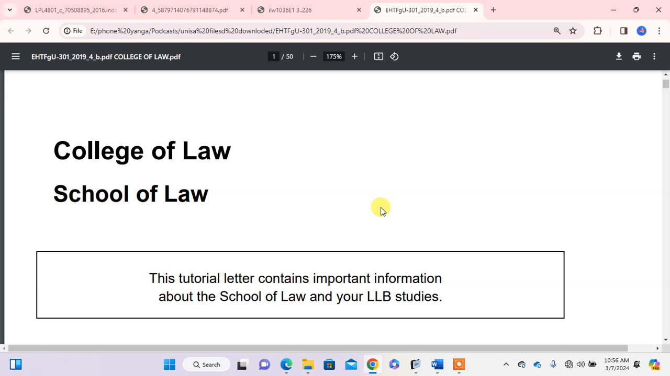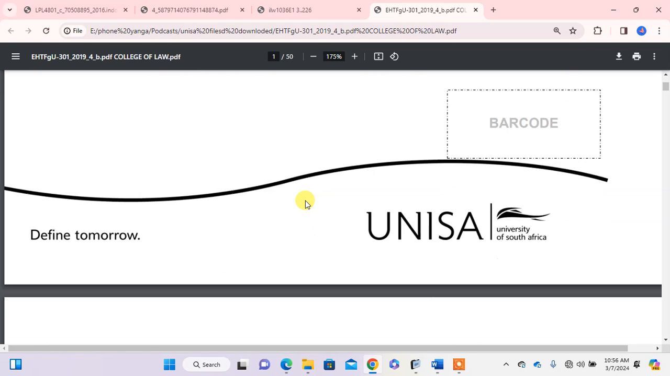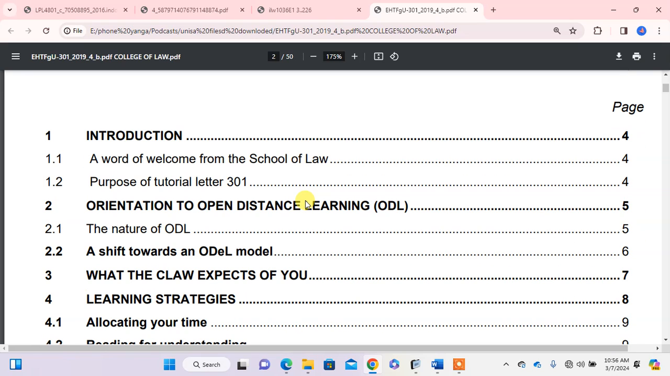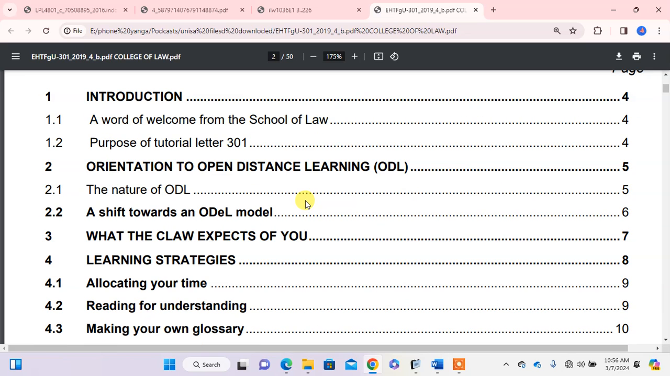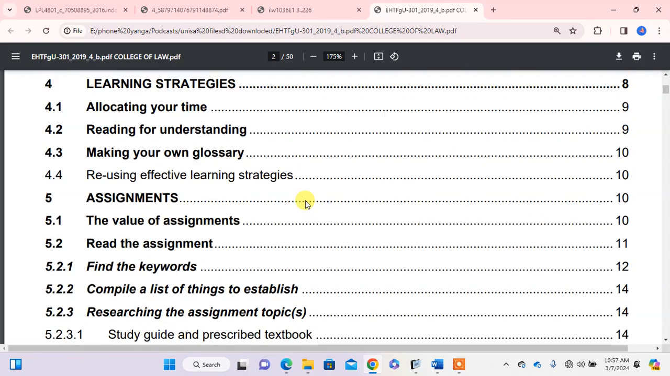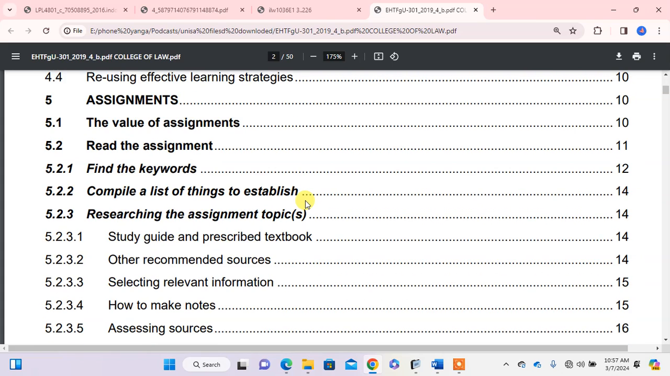Then it's very crucial to read the School of Law tutorial, which is the best tutorial you must read in order to understand referencing. It says welcome from the School of Law, the purpose of Tutorial 301, which all of you must read. It's very crucial for assignments and all the stuff.